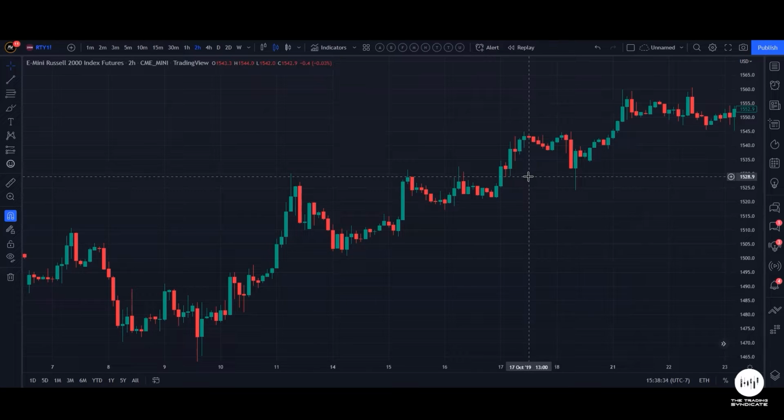But a word of caution is that all of these types of patterns are bilateral patterns, which means that they can break out into either direction, and it is really important to wait for confirmation when playing these patterns. And we're going to talk about the confirmation for each direction. So, first pattern that we're going to look at is the ascending triangle pattern.